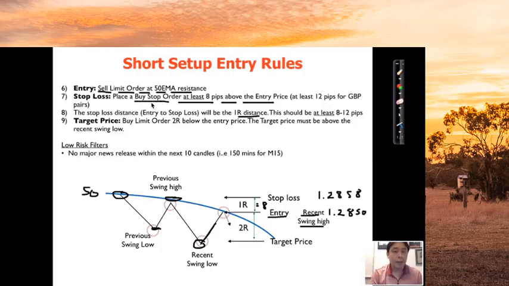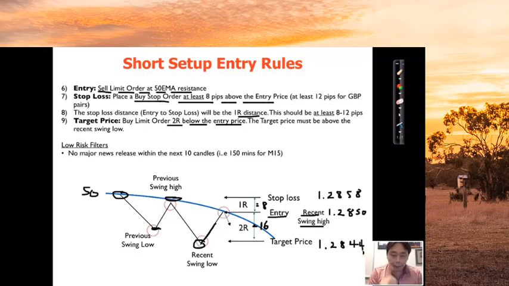And next, my target price would be placed 2R below the entry price. So if 1R is 8 pips, 2R is 16 pips, that's right, okay? So my target price would be 16 pips below the entry price. So 2850 minus 16 would be 1.2844, for example, right? There we go.